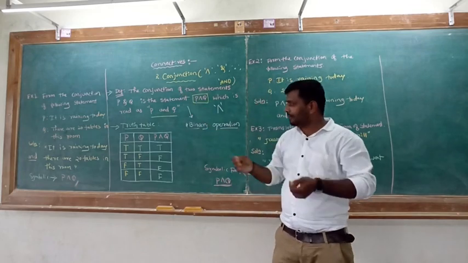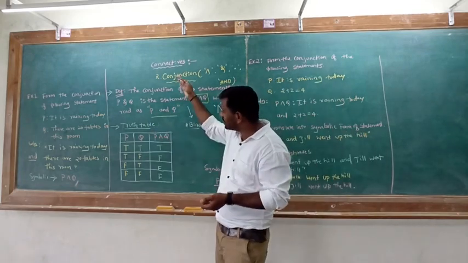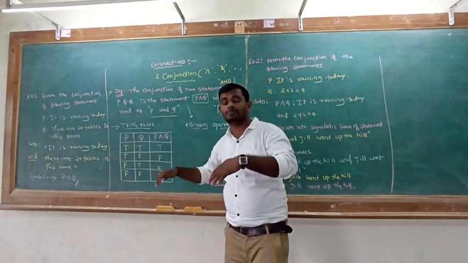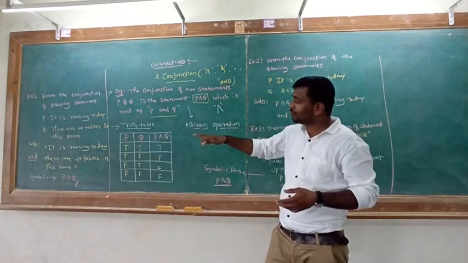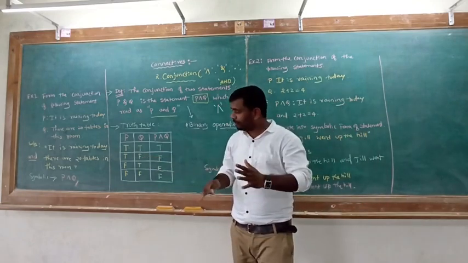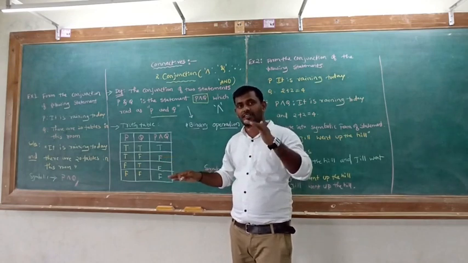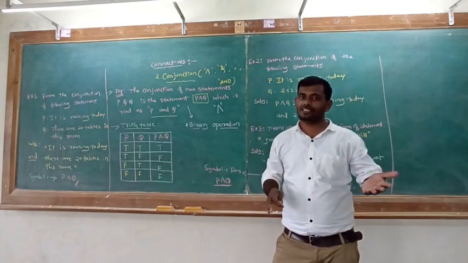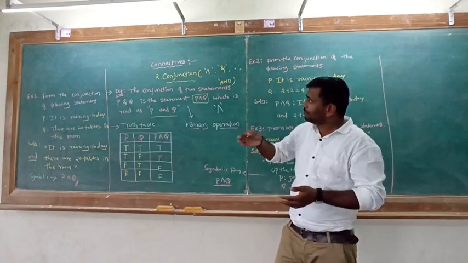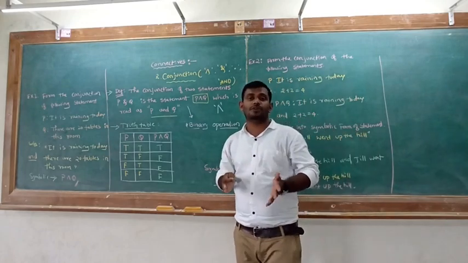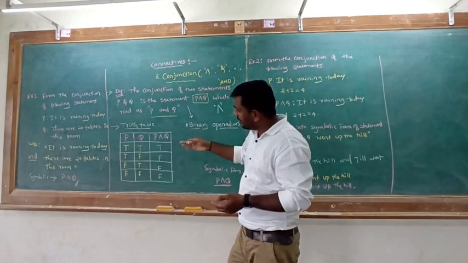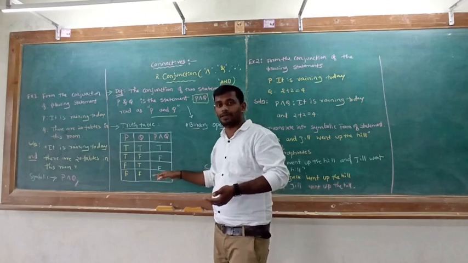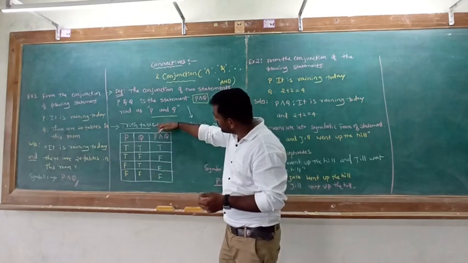And what is the truth table? Next, the truth table of this conjunction. This is very important, because next we will solve problems based on truth tables only. So remember the truth tables for negation, conjunction, disjunction, conditional, and biconditional. Every connective has a different truth table, so remember them by heart. See here, the truth table of conjunction.